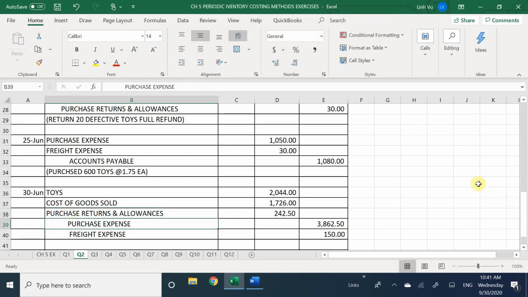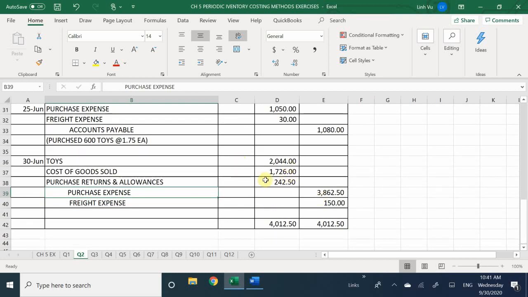Okay, it's telling us that, hey, you're missing a journal. It's going to be for the $242.50. And boom, once I plug that number in, now my journals are even. Okay, I can get rid of that.